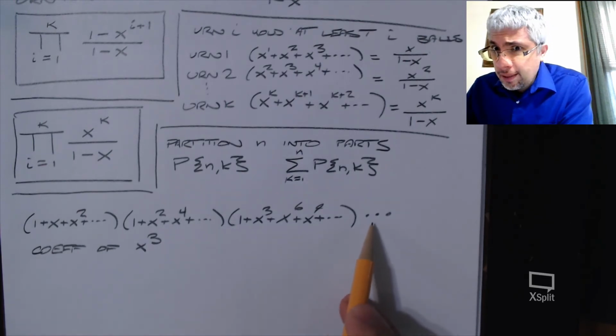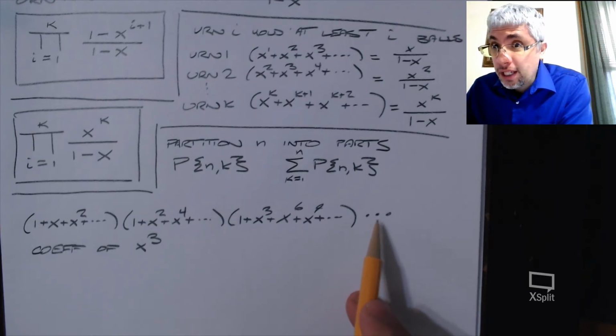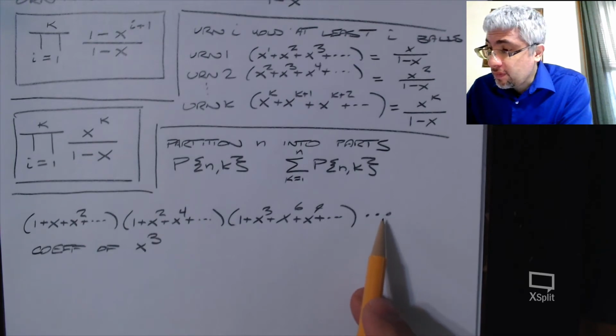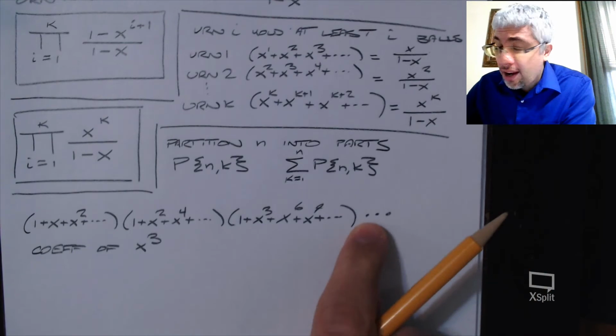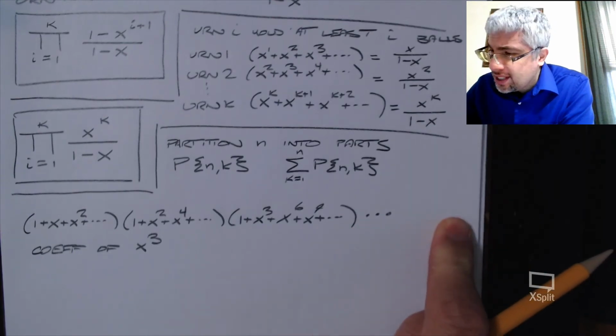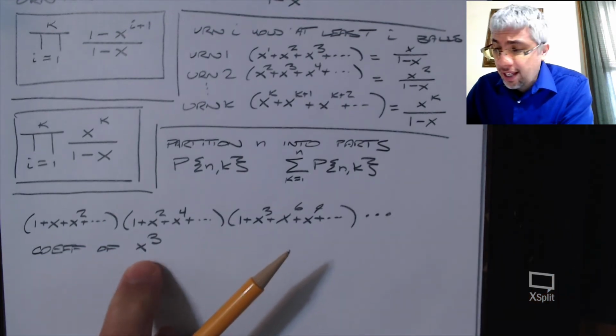As soon as I get past this term, my choices are going to be 1 plus x to the power something bigger than 3. So I'm going to have to choose one from each one of these. So after this point, all my choices have to be 1. But what does that do? Well, it makes the number of possibilities finite when I'm adding things up.